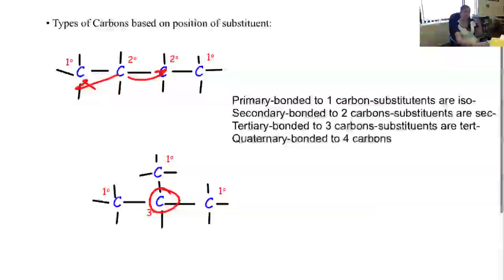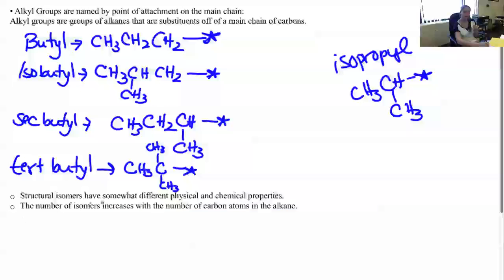It'd be nice if everything was just propane or butane. And again, remember the ane, A-N-E, it means that it's all single bonds. Alkyl groups are named by a point of attachment on the main chain. Also, when I say alkyl, that means that is a substituent. They are groups of alkanes that are substituents off of the main chain.